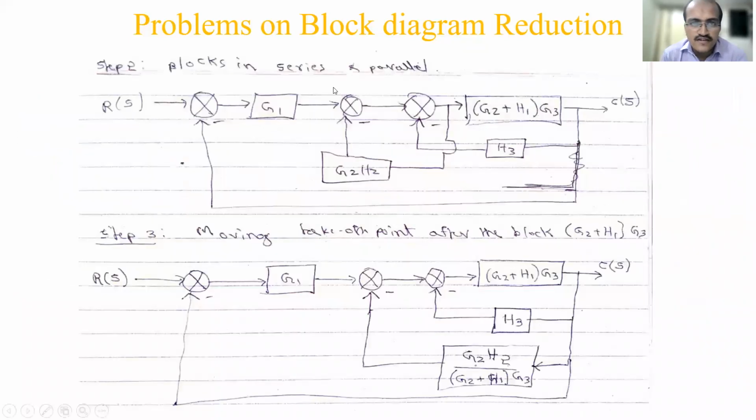So blocks in series and parallel we are eliminating in step 2. So this is G2 and H2. Okay, so you write it neatly. And then this is added here. So G2 plus H1 into G3, because series also I have clubbed it here.